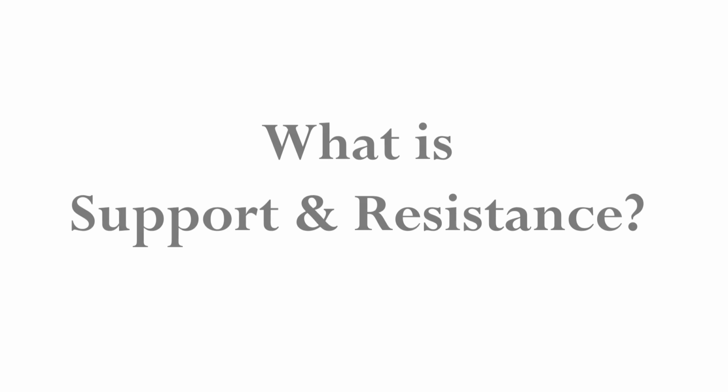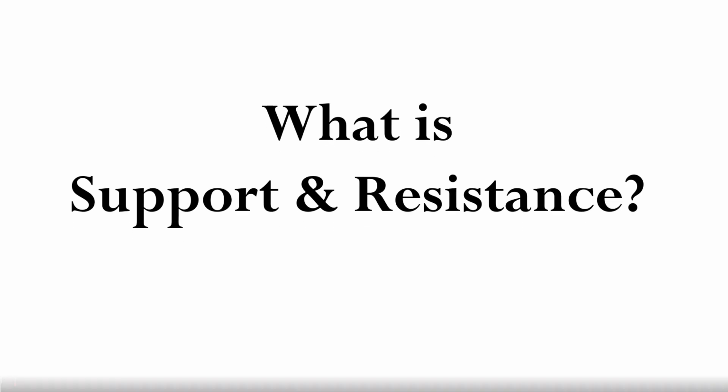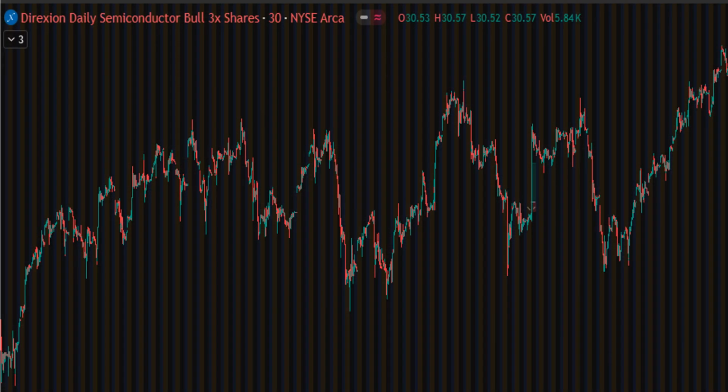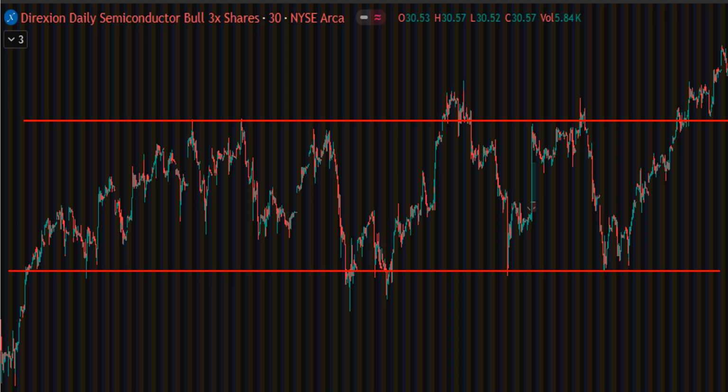What is support and resistance? Support and resistance are two foundational concepts and are the backbone of technical analysis. They are terms for two respective levels on a price chart. Think of support as the floor where prices stop falling because buyers step in. Resistance is the ceiling where prices stop rising because sellers take control.